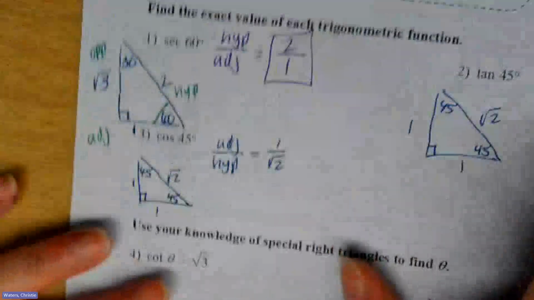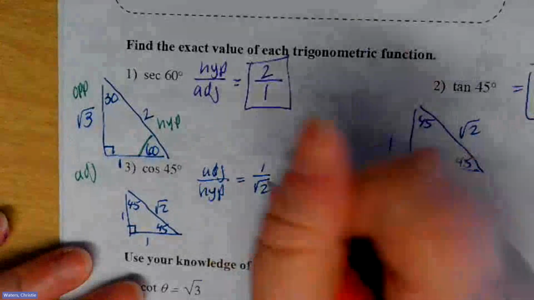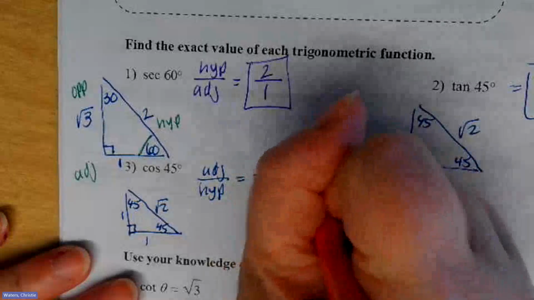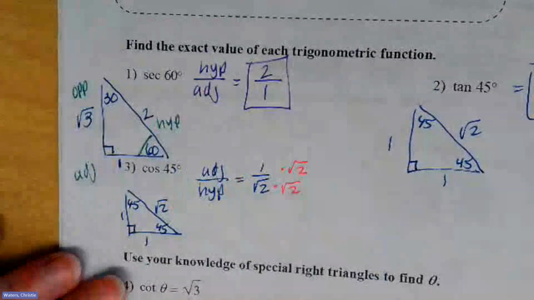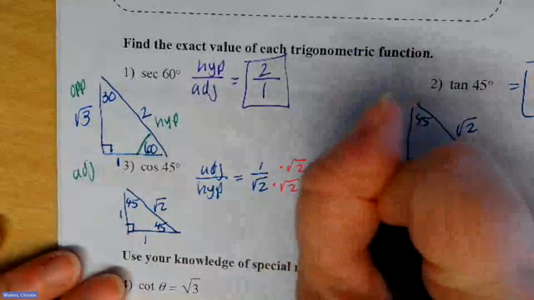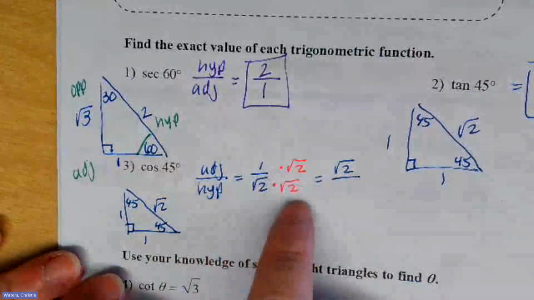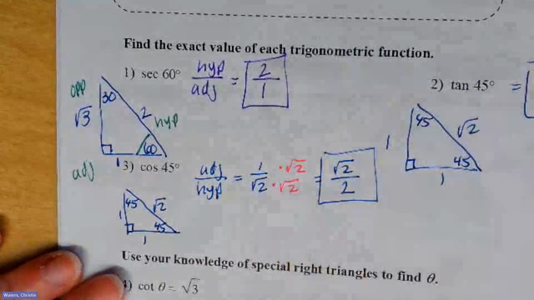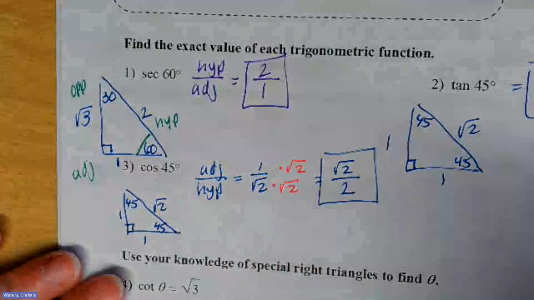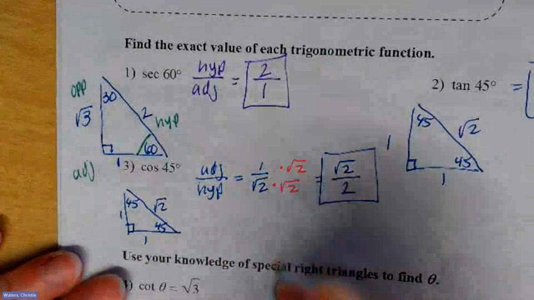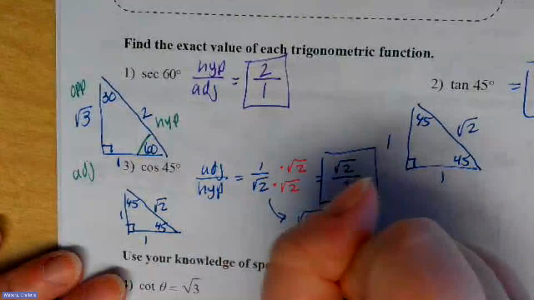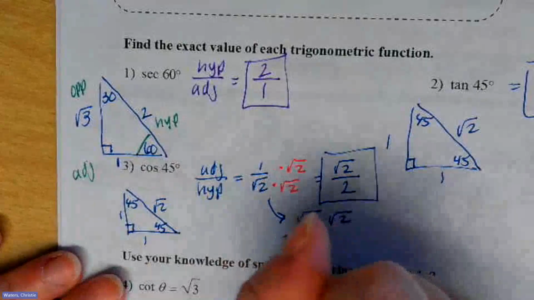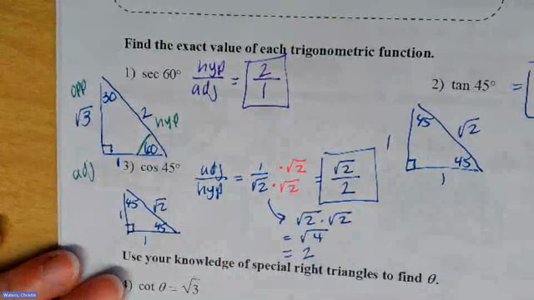So what we want to do is rationalize our denominator. The way we do that is we multiply the top and bottom by the square root of 2. So 1 times the square root of 2 is the square root of 2. But the square root of 2 times itself simplifies to 2. So this answer is square root of 2 over 2. I'm just going to do a little side work to explain why that equals 2. The square root of 2 times itself would equal the square root of 4, and the square root of 4 is 2. That's how we end up with 2.